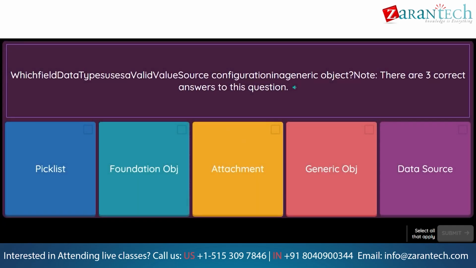Question: which field data types are a valid value source configuration in a generic object? Note, there are three correct answers to this question. Option 1: Pick list. Option 2: Foundation object. Option 3: Attachment. Option 4: Generic object. Option 5: Data source.